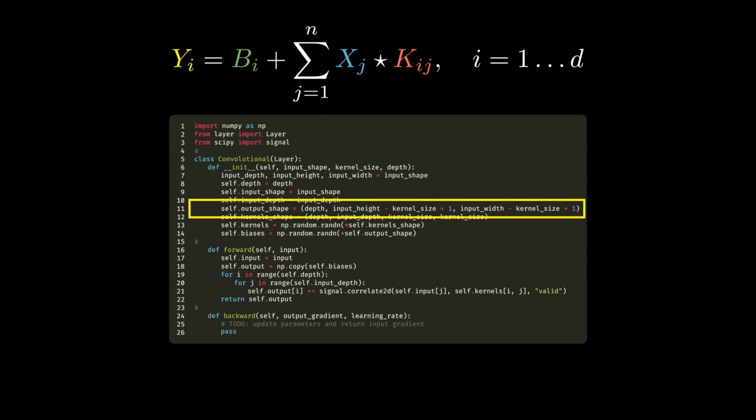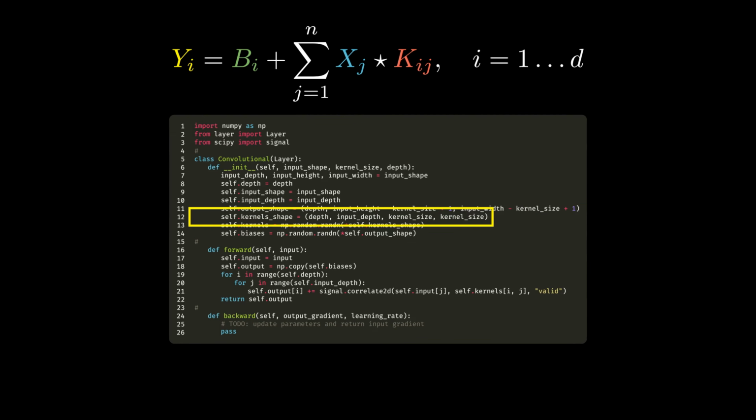Then, we compute the output shape. You see that it has 3 dimensions. The first one is the depth, that is, the number of kernels. The last 2 are the height and the width of each output matrix, and are computed according to the formula that we saw at the beginning. That is, the size of the input minus the size of the kernel plus 1.